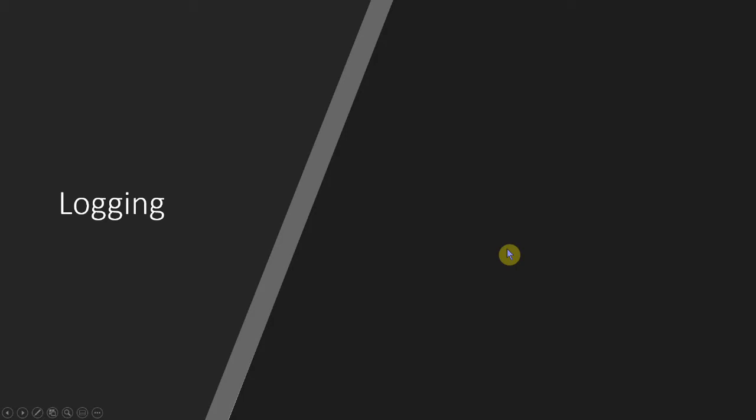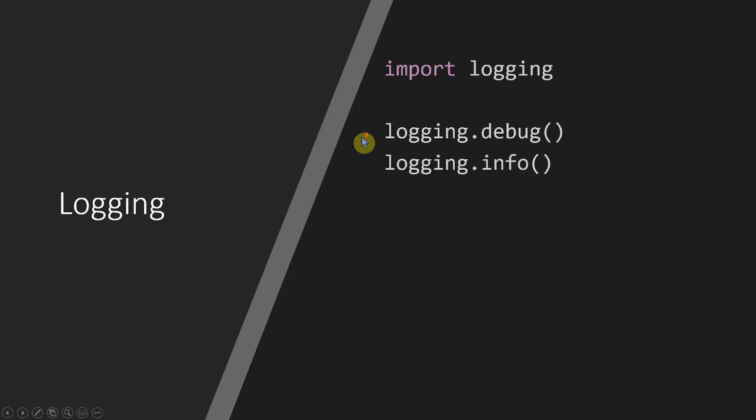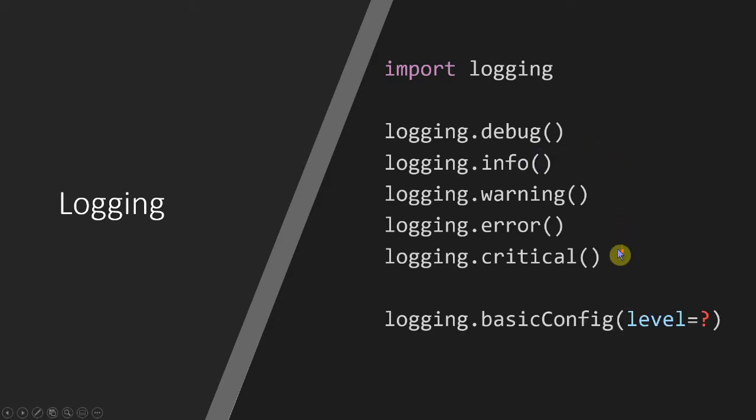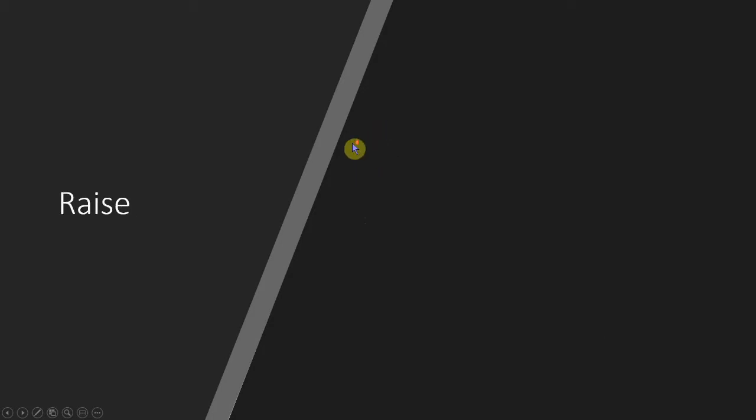Another way to show errors is to use logging. So you need to import logging, and then you can have debug messages, info messages, warning messages, error messages, and critical messages. And these are all different levels. If you want to set the level, then you use the basic config. Let's say you set your basic config level to warning, then it will display warning messages, error messages, and critical messages, but it doesn't show info messages or debug messages.